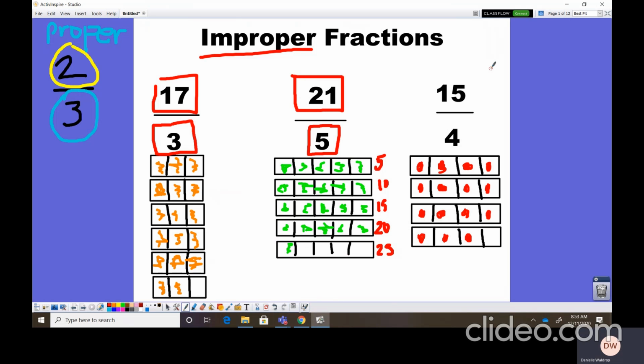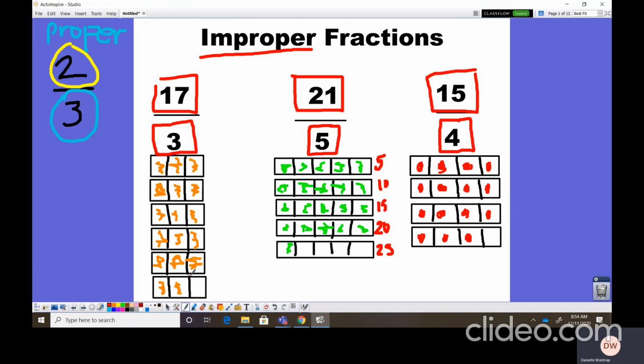This one over here, we would say 15/4, and I know it's improper because the numerator on top is bigger than my denominator. Well, my rectangles had to be divided into fourths. So I drew rectangles and I divided each one into fourths. So 1, 2, 3, 4. And I had to have enough to make 15. Okay, so 4, 8, 12, 16. If I had stopped here at 12, I wouldn't have had enough. So I had to go on and draw 16.